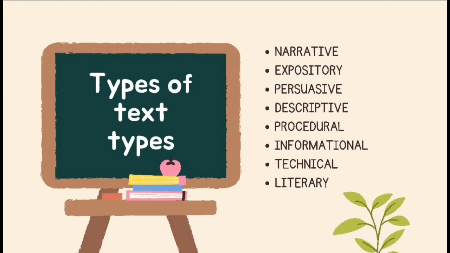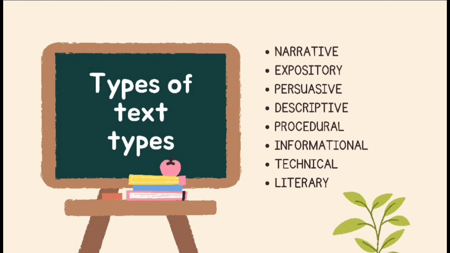3. Persuasive. Goal: to convince a reader to agree with a certain point of view or take a certain action. Characteristics: uses strong arguments, evidence, and appeals to logic, emotion, or ethics. For example, editorials, speeches, advertisements, political campaigns.